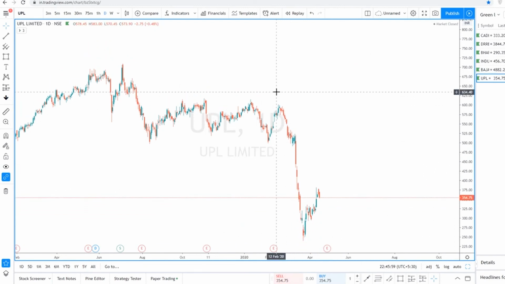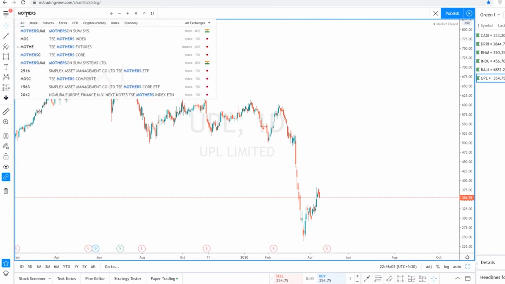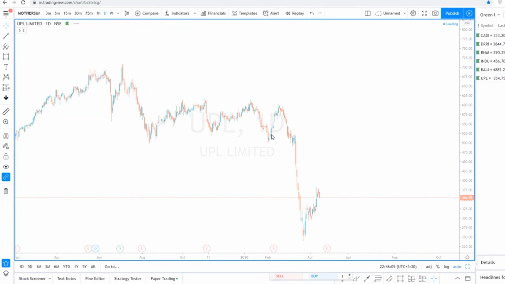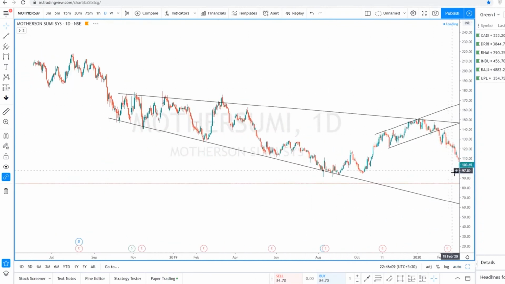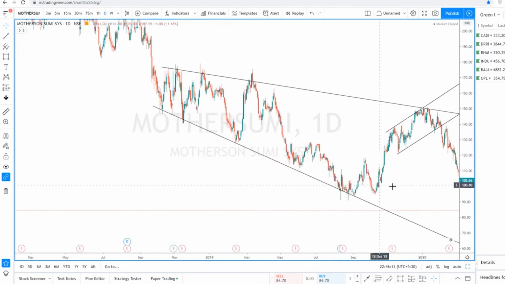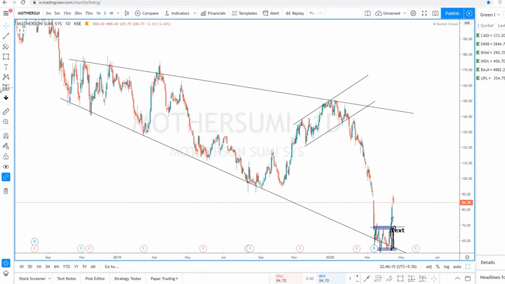channel. And another example of a channel is that there is a difference between a normal channel and an expansion channel. This is then an expansion channel. The psychology is very simple, guys. The price will expand as time goes. The price will expand on both sides.